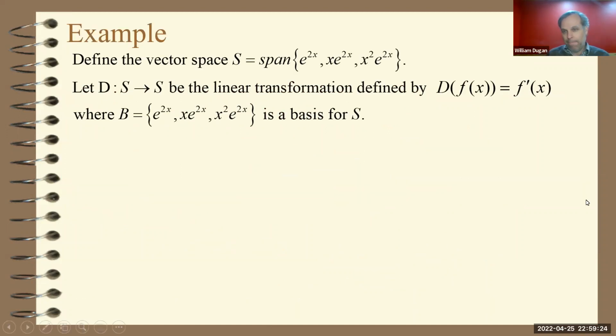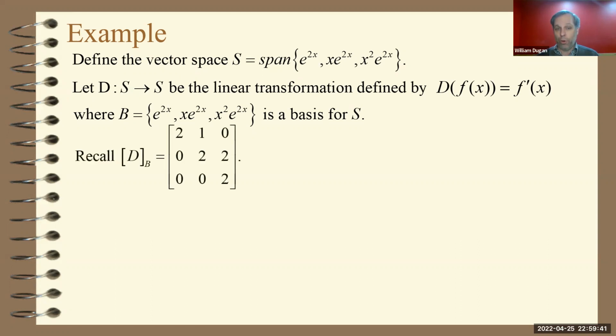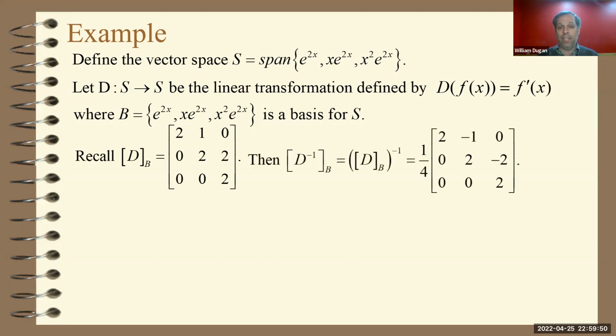Let's go ahead and take it for a spin so you can see how this could be used. We already know, if you recall, the differential operator on the space S, which is the span of e to the 2x, x times e to the 2x, and x squared times e to the 2x. And I've already shown you that the matrix of D relative to the basis B is this matrix here. Because of that, I instantly know that D is invertible, because that matrix is invertible. And in fact, the matrix for the inverse relative to B is the inverse of the matrix I just gave you. So here it is. This then is the matrix for D inverse.